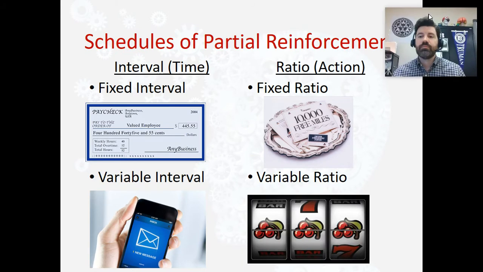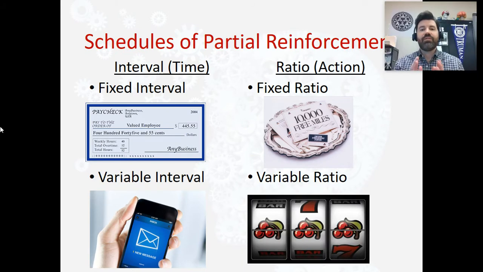Partial reinforcement can be divided in a couple of ways. First of all, we need to ask ourselves, are we going to reward someone based off of an interval or based off of a ratio? An interval is time, how much time has passed. A ratio, on the other hand, is an action, how many times you have actually done something.